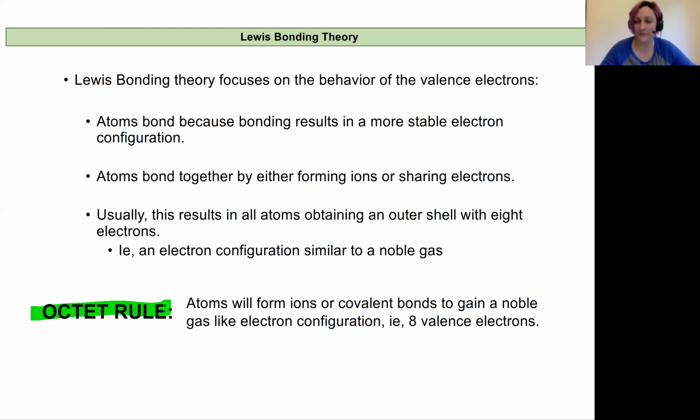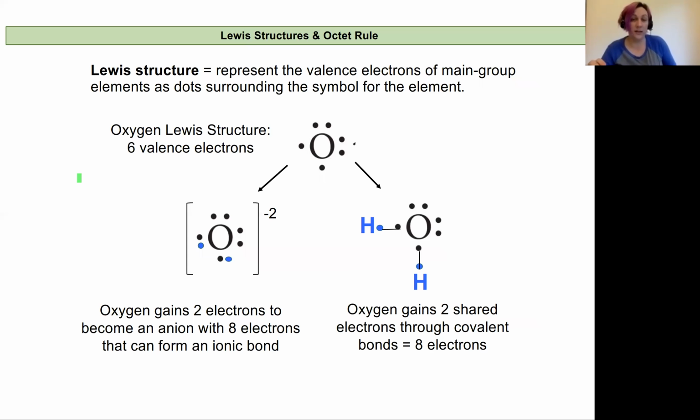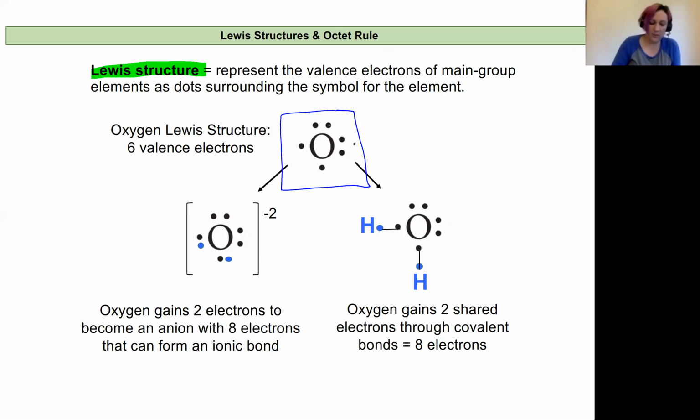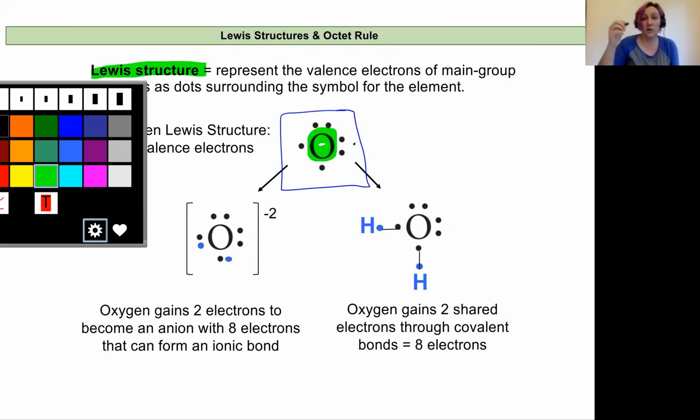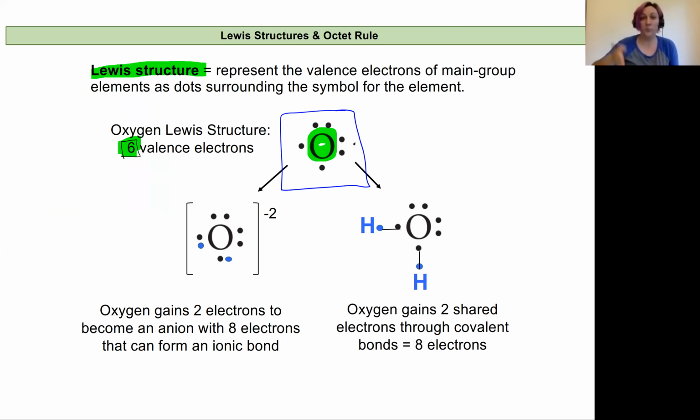So here is a look at Lewis structures through the lens of the octet rule. A Lewis structure coming out of Lewis bonding theory is going to represent the valence electrons of a main group element as dots surrounding an element symbol. So oxygen is right here. I would write its element symbol in the middle, like I did, and then surround it by 6 valence electrons, because oxygen has 6 valence electrons based on its group.